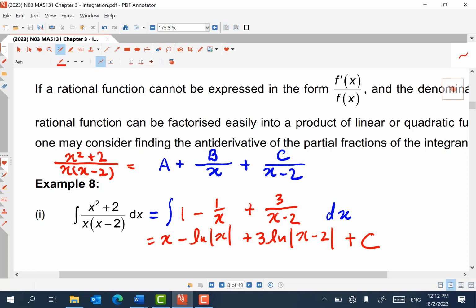How do you work it out? To find the B, you put x at 0, you cover the x. Then put all the x at 0. Right. There's a minus, it's x minus ln x. Yeah.